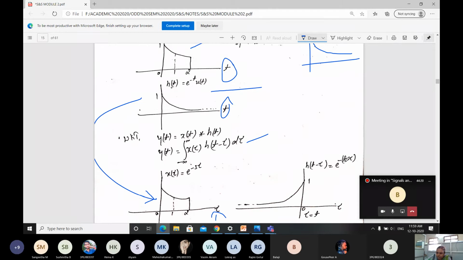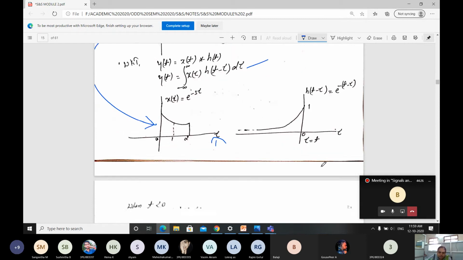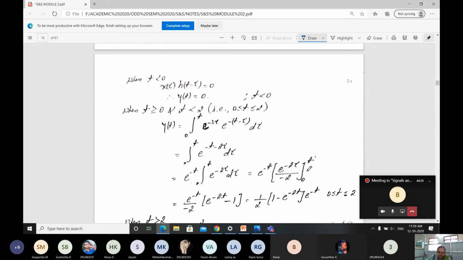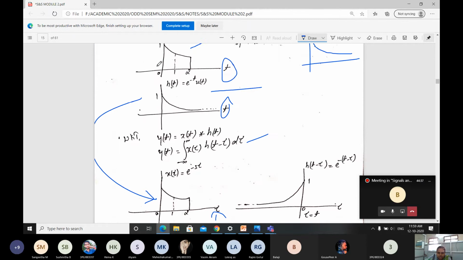When t is going to be 0, okay, for that condition only, at 0, tau is going to be equal to t. Then what are the conditions we have to take? When it is less than 0, no signal is going to exist. When it is from 0 to 2, a signal is going to exist, and again beyond 2. Three limits we have to take.